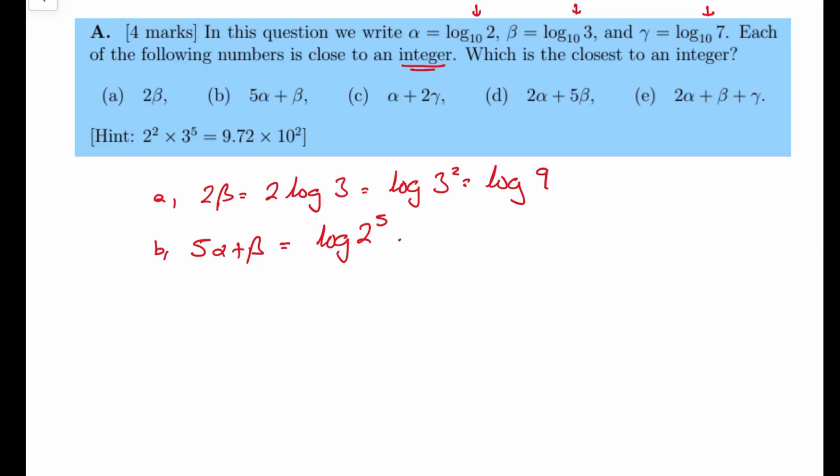Then I'm going to add that to log beta, which is the one that I did in the last question, which is 3. Now, log rules tell me that when I add logs together, I multiply the numbers. So 3 times 32 is 96. So that's going to give me log of 96.